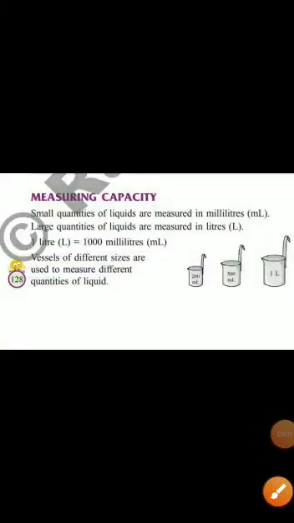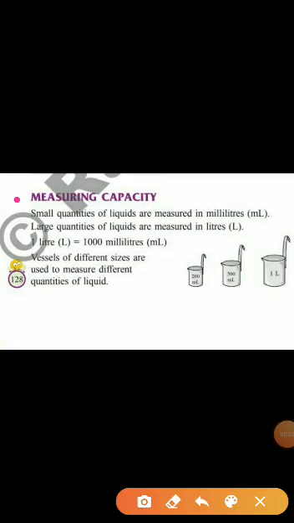Students, today we are going to see the topic measuring capacity. Measuring capacity means measurement of liquid. The units which are commonly used for measuring liquid are liter and milliliter. Small quantities of liquid are measured in milliliter, whereas large quantities of liquid are measured in liter. Milliliter is the smallest unit of capacity, whereas liter is the biggest unit of capacity.